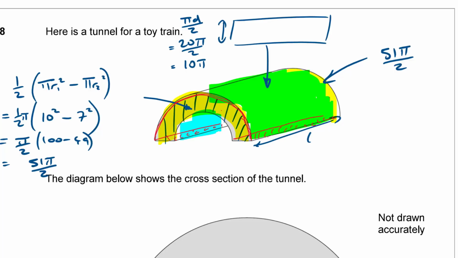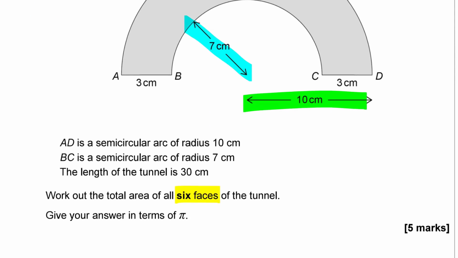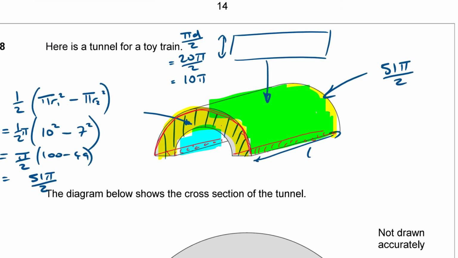Yeah, and then the length of the tunnel was 30 centimeters. So from here to here is 30, and from there to there is 10 pi. So then the area of that bit then is going to be 30 times 10 pi, which is going to be 300 pi. Okay, so the green part is 300 pi. We're getting there slowly.